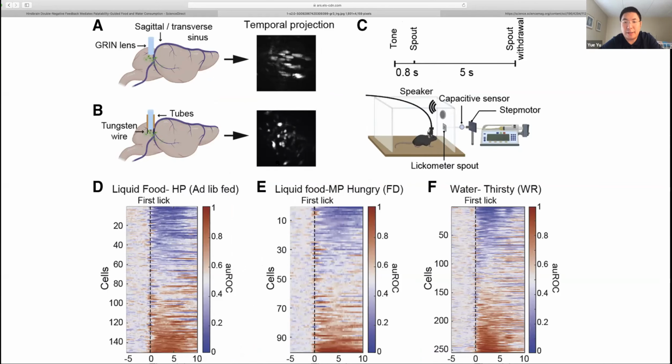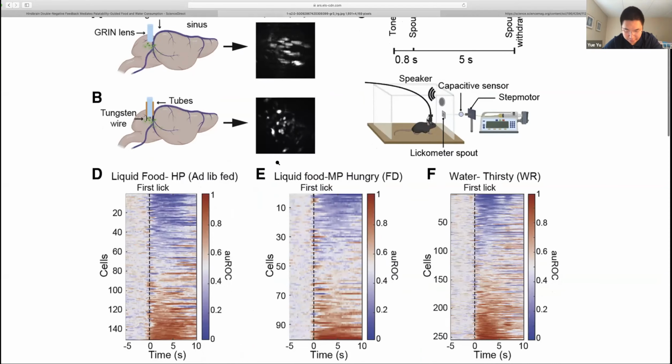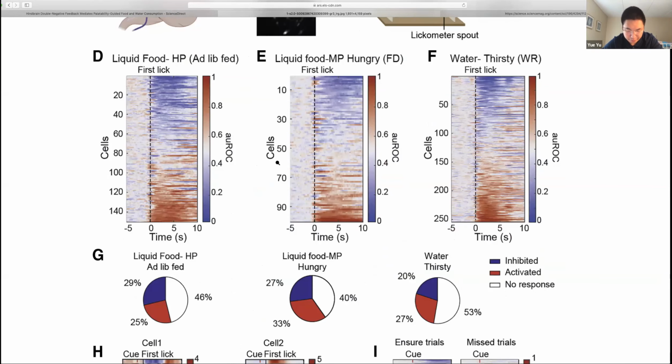So you see, it's just a general setup. They have a lickometer set, and a sensor to test the licking, and also a speaker, which I think is for the auditory cue setup. And D, E, and F are just general results from three different conditions: when they're fed, when they're hungry, or when they are deprived of water. Here they find a very similar subgroup of neurons that are either inhibited or activated, and also about half of them just don't respond to these.